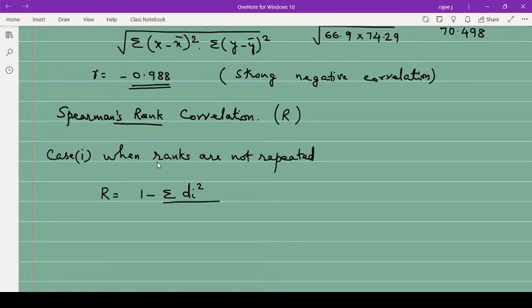divided by is only for n cube minus n. Okay, n cube minus n. N means number of observations. How many entries are there? That is n cube. So do not confuse this n with our frequency n. This n is different. It means how many entries are there.